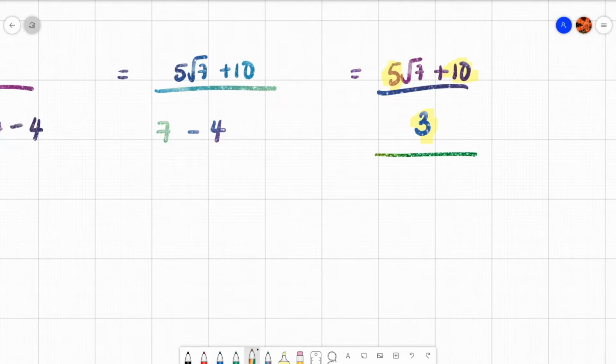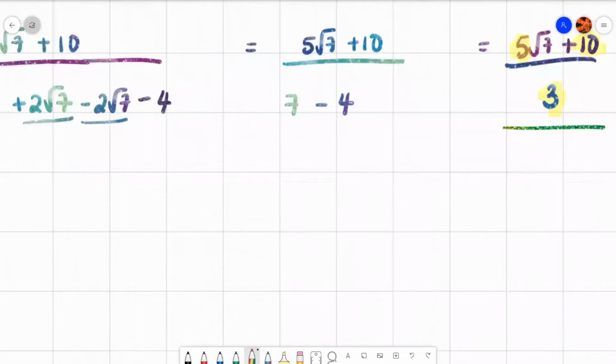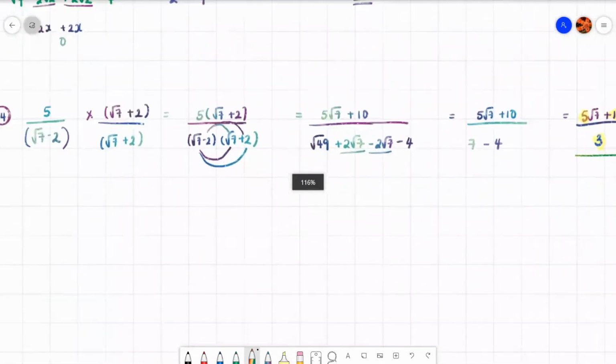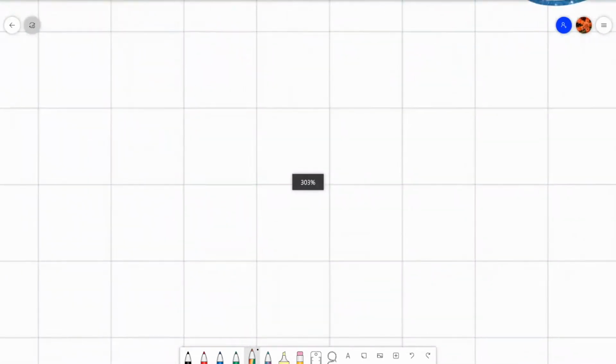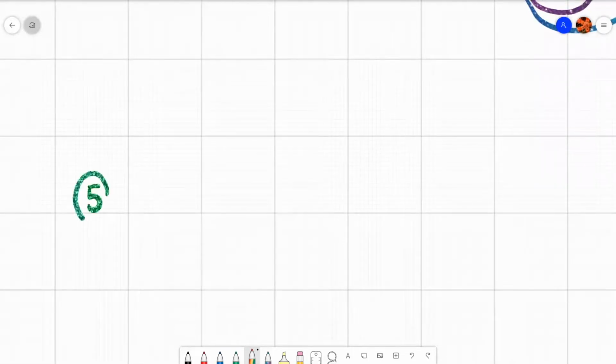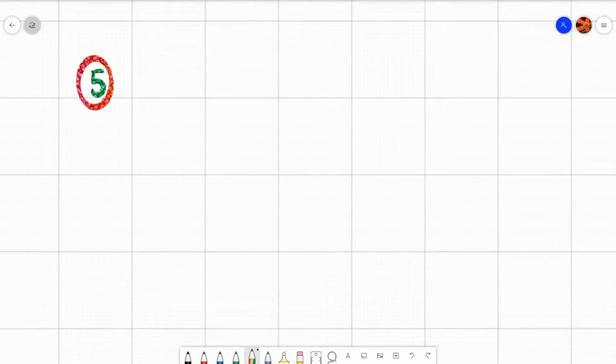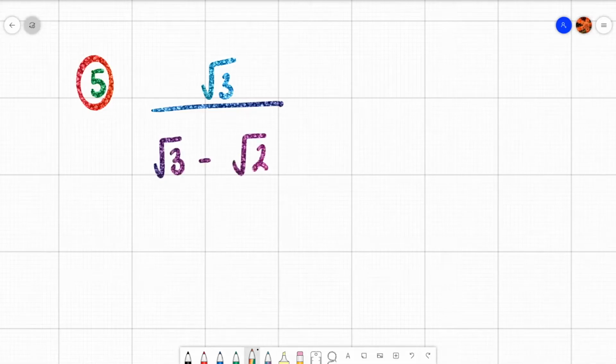Okay. Slightly different one this time. Let's have a look at another example. Example number 5. Okay, so let's do now square root of 3, and then at the bottom we're going to have square root of 3 minus the square root of 2.